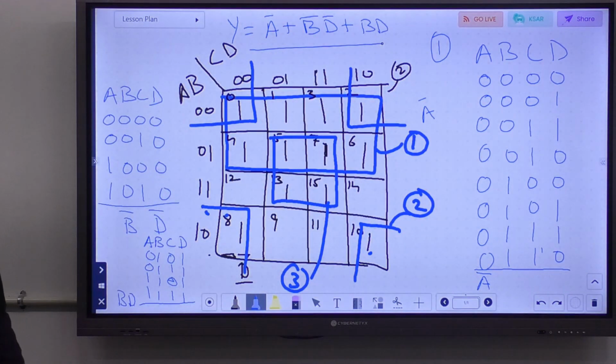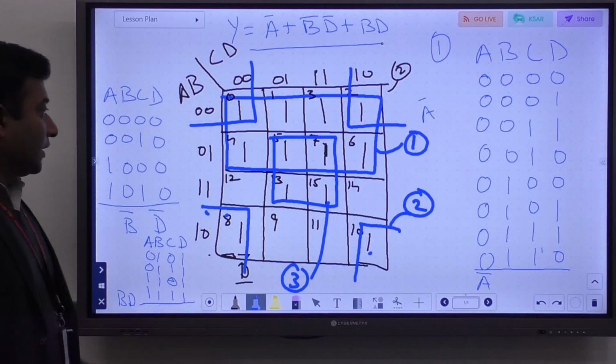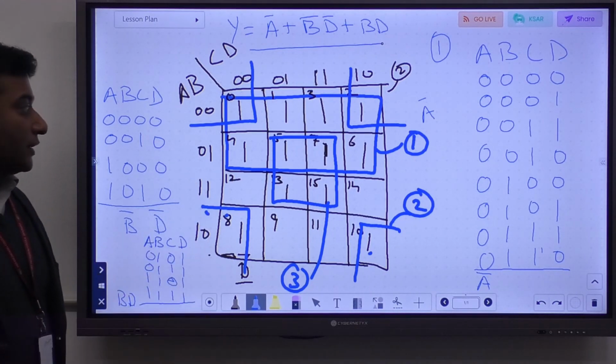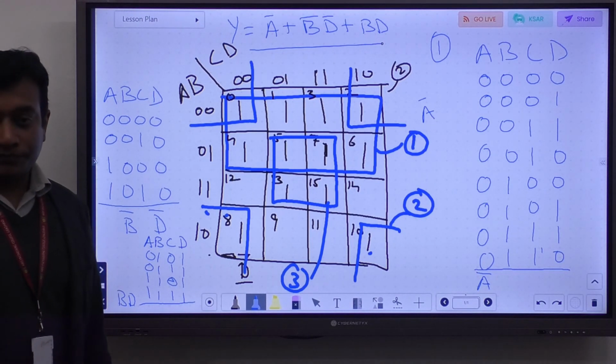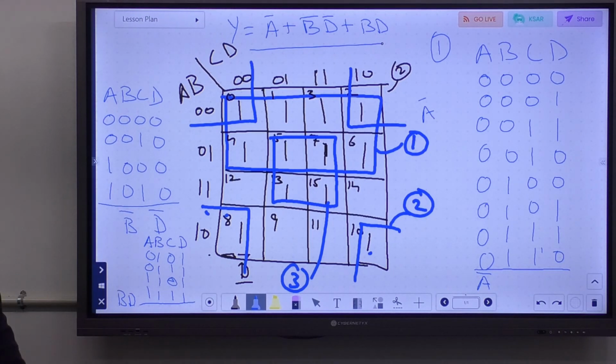So this is all for today. We will take up some more examples in our next class, and we will solve some more K-maps. This would be all. Thank you.